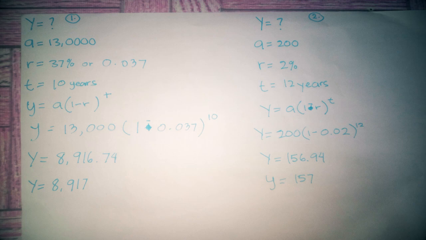Number 2. Y equals question mark. A equals 200. R equals 2%. T equals 12 years. Y equals A(1 minus R) to the power of T. Y equals 200(1 minus 0.02) to the power of 12. Y equals 156.94. Y equals 157.